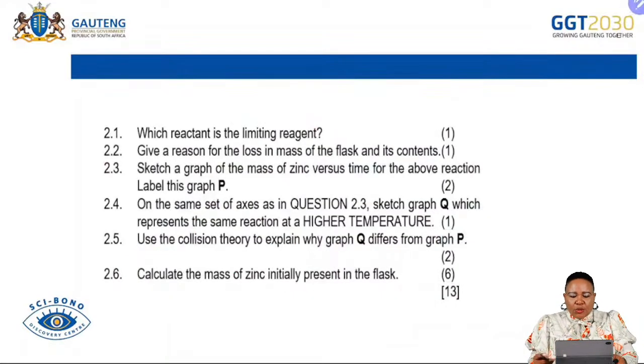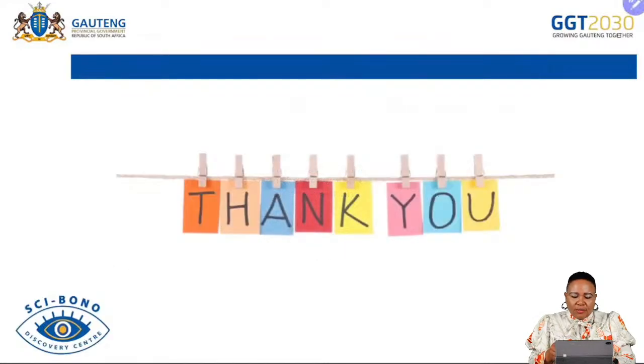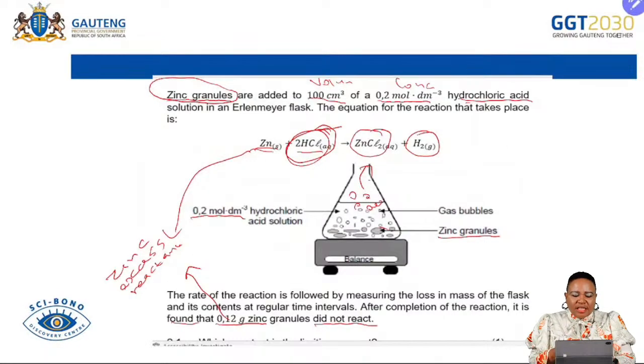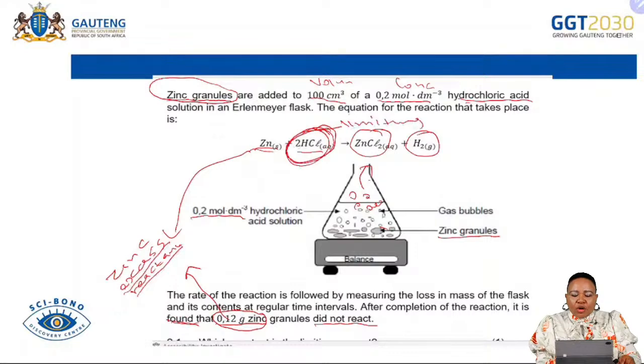Now, let's look at the questions. Which reactant is a limiting reactant? As I was just explaining, let me just go back. From the information that we are provided by the examiner, we are told that there is a certain mass of zinc that remains. So that is the one that is telling us that zinc is in excess. So it means our limiting reactant is going to be hydrochloric acid.